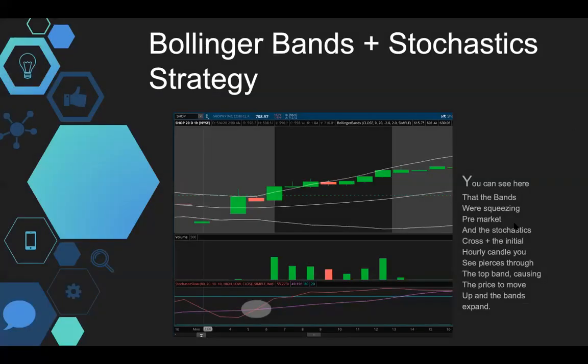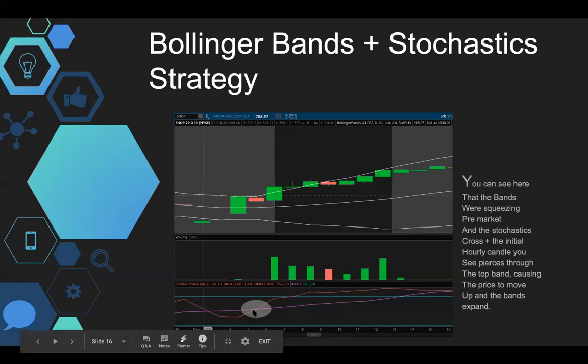Bollinger Bands plus stochastic strategy. You can see here that the bands were squeezing pre-market. And the stochastics cross plus the initial hourly candle you see pierces through the top band, causing the price to move up and the bands expand. Does this chart look familiar to anyone? Did I not just show you guys this chart with a different strategy, with the EMA crossover?